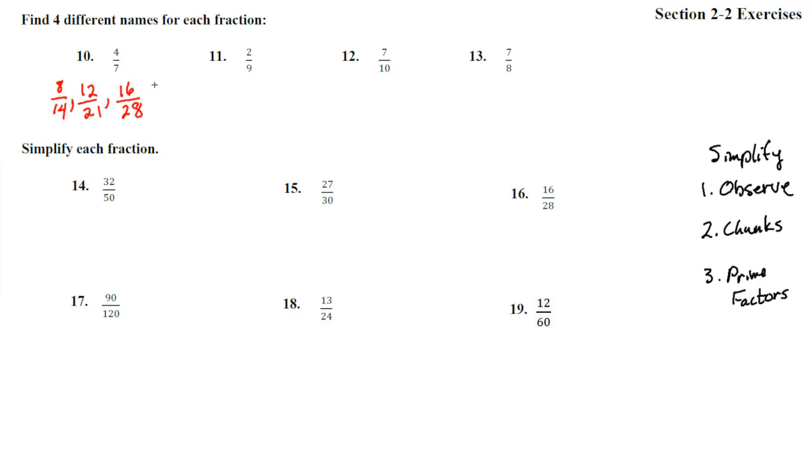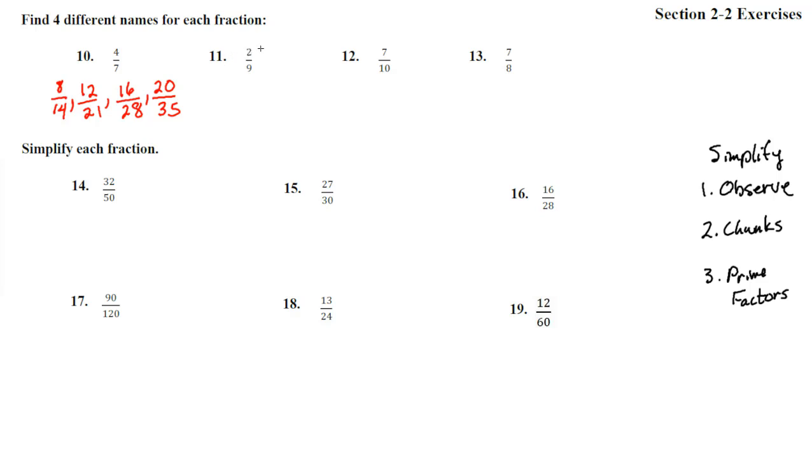5 and 5 would be like, let me see, 4 times 5 is 20, and 7 times 5 is 35. You could also times by 10 or 18 or 19 or whatever you wanted to on top and bottom to get four different names for a fraction. These are all 4/7. Okay, let's do this one.